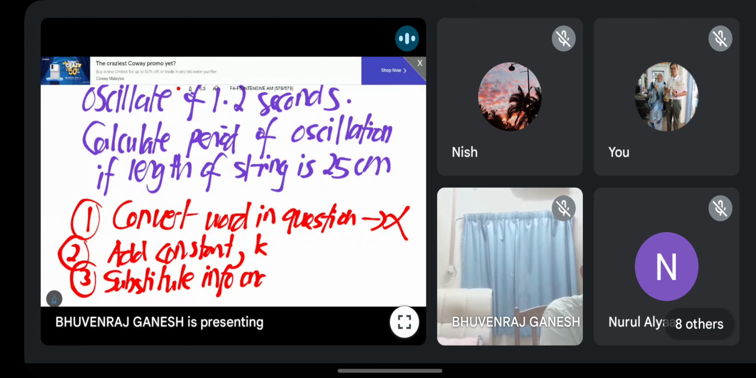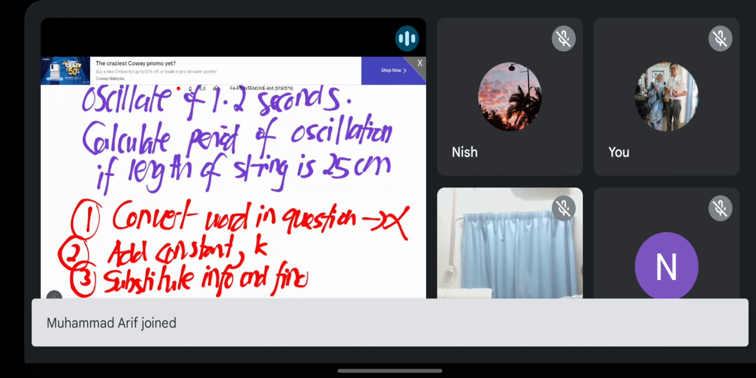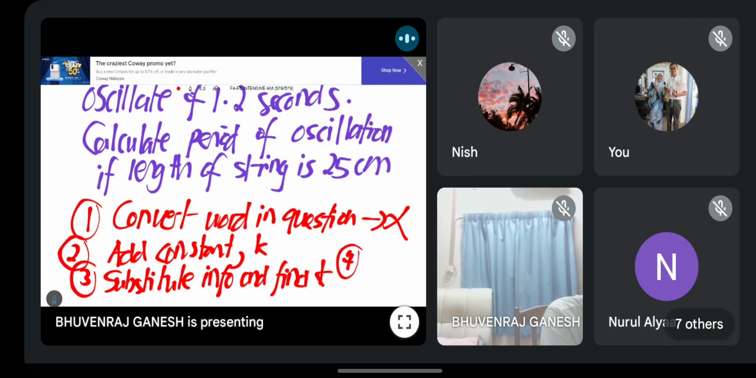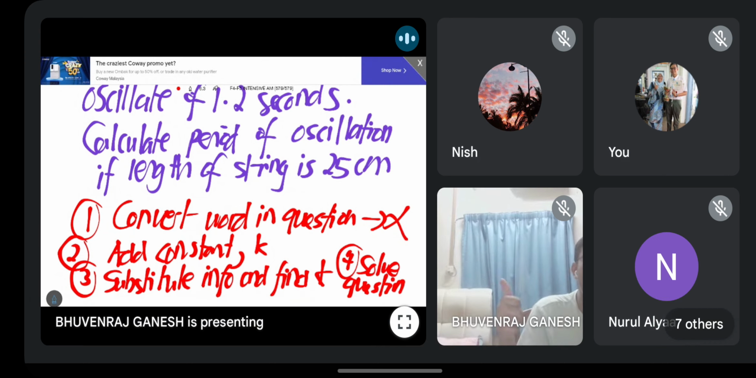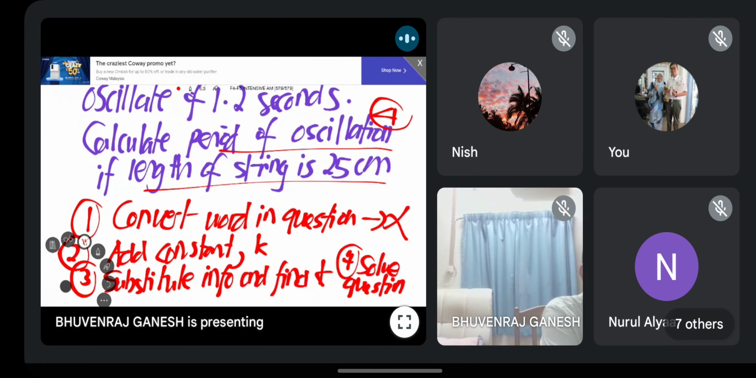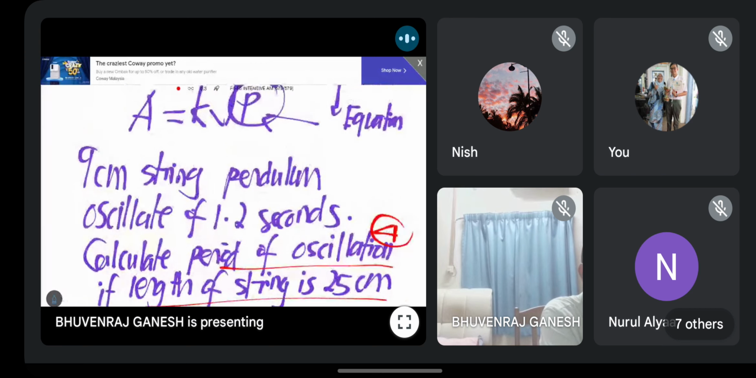Substitute info and find K. Kamu cari pemalar tu dahulu. Fourth step, you solve the question. Kamu selesaikan soalan tu. So this is the fourth step you all must remember when you do variation questions. Convert, add constant, substitute info, cari K, selesaikan permintaan soalan. This is the four steps. Okay, calculate period of oscillation. Kira tempo ayunan bandul. Okay guys, so remember these four steps bila nak solve soalan macam ni.